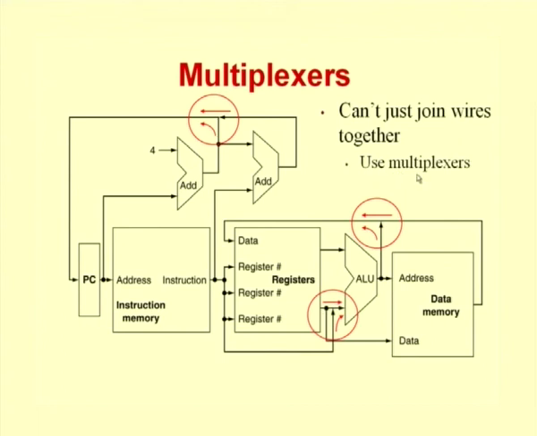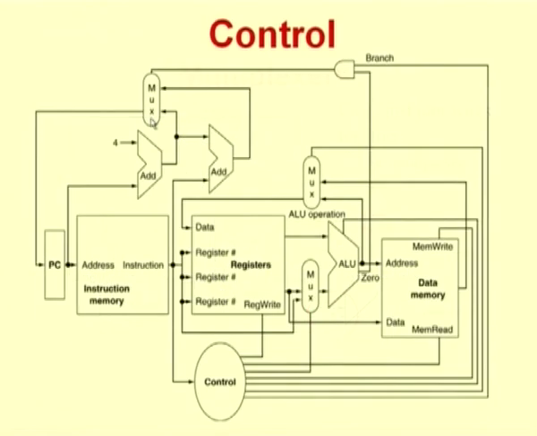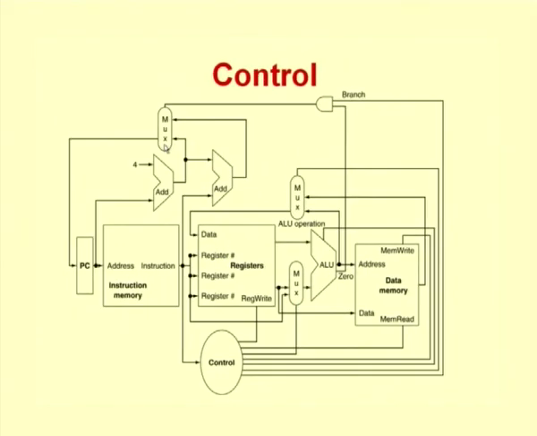Remember what a multiplexer is. It is something which will choose one out of many. That is what we need to do. We have multiple options here and we need to choose one out of these options. So what we actually will do is not join them up like this, but replace it with a multiplexer. Now this picture has a little more detail in it. What I have added are these multiplexers.